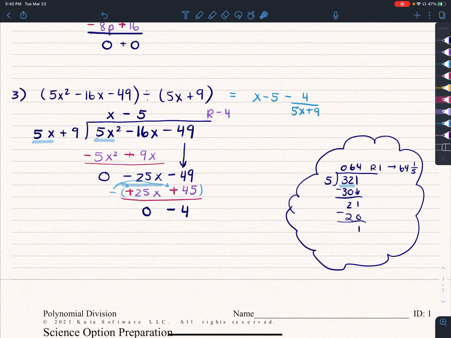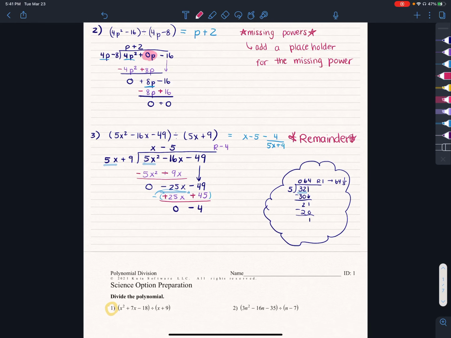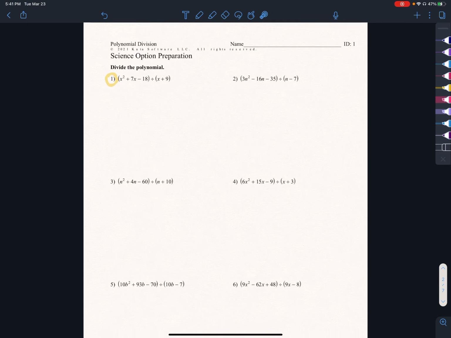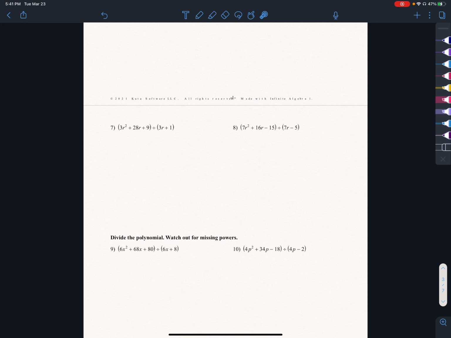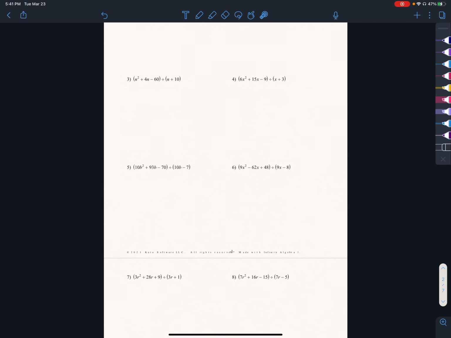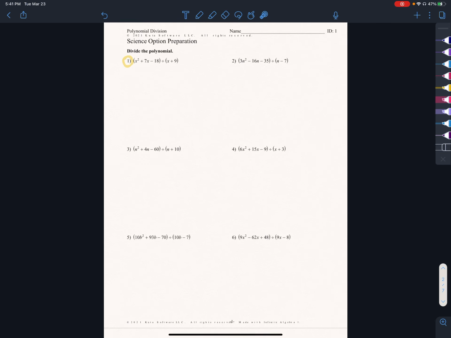Okay, so this is the remainder. So this is the other kind of non-standard remainder. So in the package, you have the first 8 questions are just standard. There will be no remainders and there will be no missing powers.